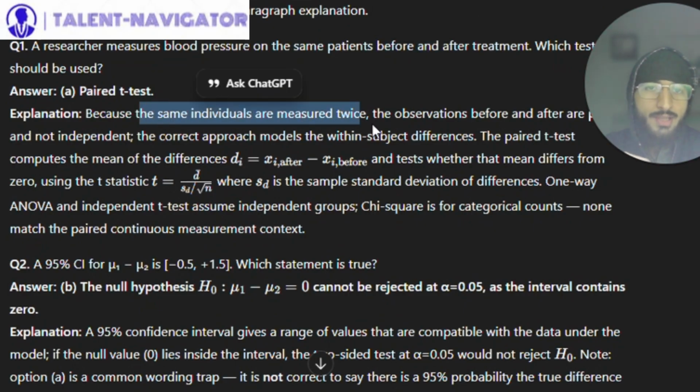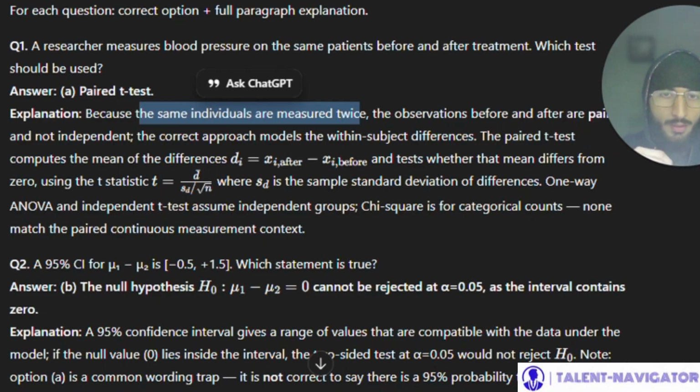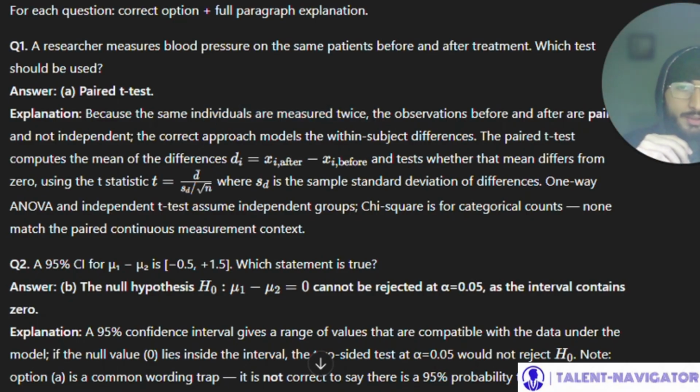Because the same individuals are measured twice, the observations before and after are paired and are not independent. They are dependent. So the correct approach models the within-subject differences.